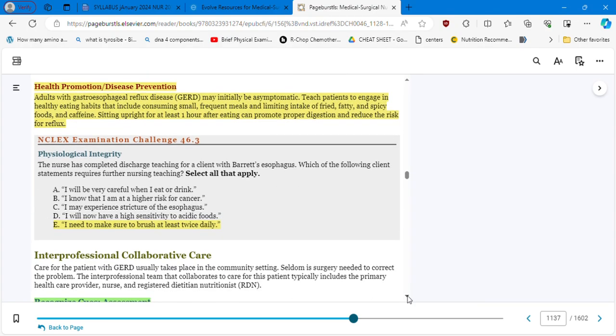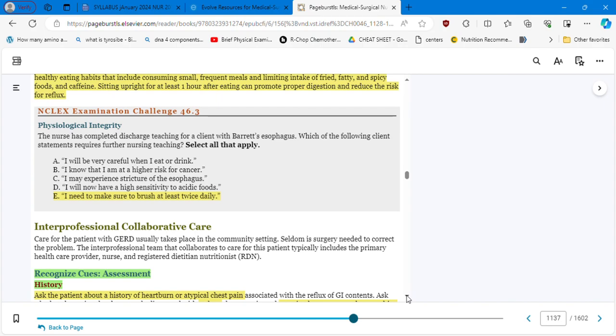Question: the nurse has completed discharge teaching for a patient with Barrett's esophagus. Which of the following client statements require further nursing teaching? Select all that apply. I will be very careful when I eat or drink. Okay, so we are looking for the bad answer. I know that I am at a higher risk for cancer. I may experience stricture of the esophagus. I will now have a high sensitivity to acid foods, and I need to make sure to brush at least twice daily. And that's the wrong answer because we are talking about GERD, right?